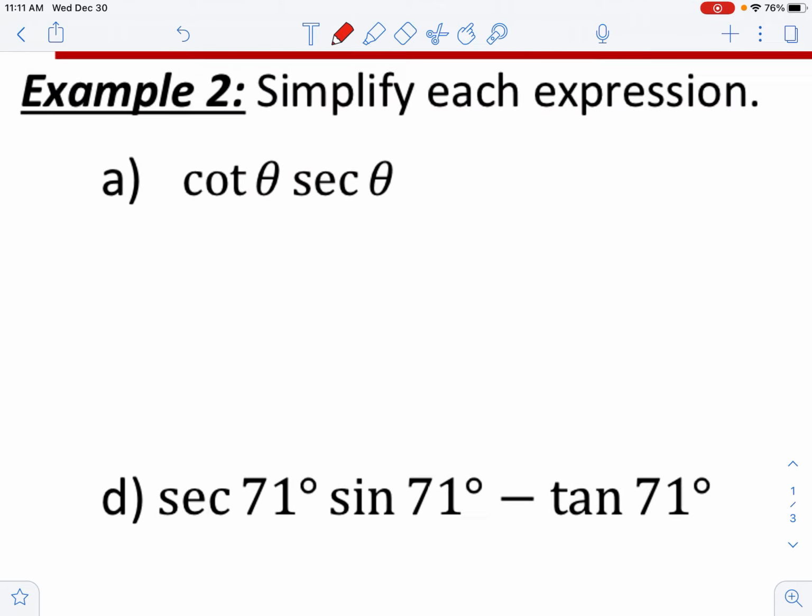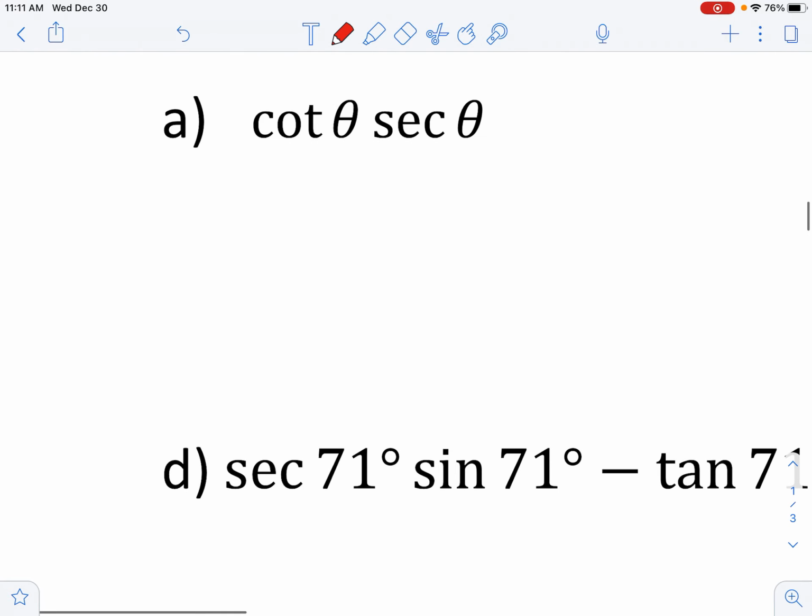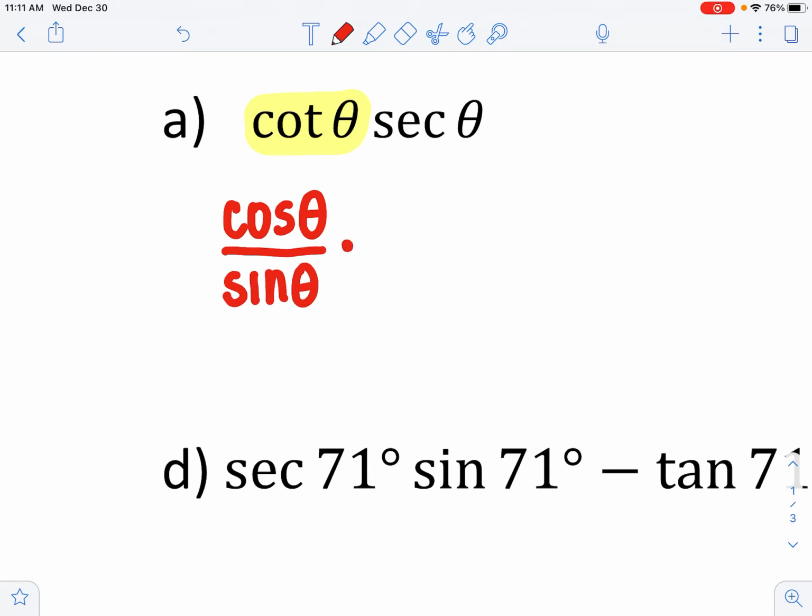Okay? All right, so what we're going to do is we're going to come here and it says simplify each of these expressions. So these are all simplifiable. So I'm going to ask myself, what can I replace cotangent with? I can replace cotangent with cosine of theta over sine of theta. I have times. Next, I have secant of theta. What can I replace secant of theta with? 1 over cosine of theta.